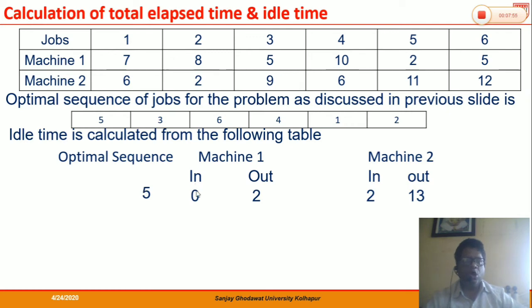Then we have to place job 3 in sequence. The next job is job 3. It requires 5 units on machine 1 and 9 units on machine 2. As soon as job 5 is finished on machine 1, we can load job number 3. So after 2, job 3 is loaded, and it takes until 7 units. Then we have to take it to machine 2, but machine 2 is not free, it is busy doing job number 5. So it will be free after 13 units, and then we load job number 3, which takes 9 units. So it will be finished after 22 units.